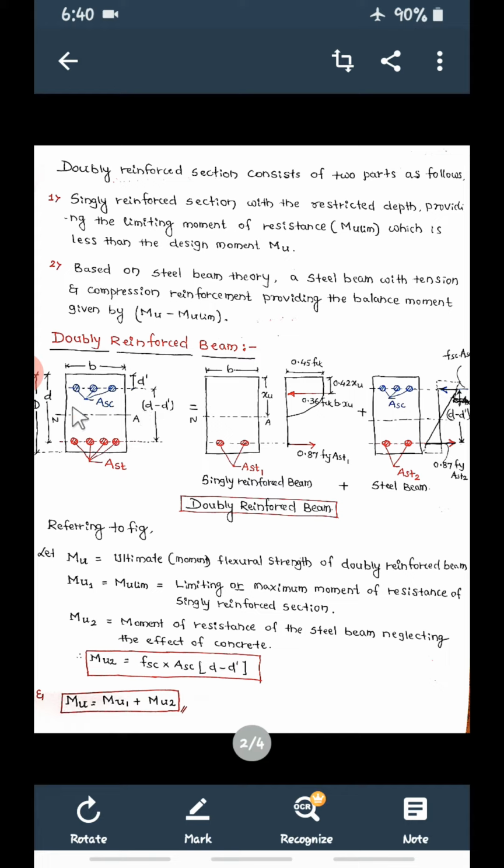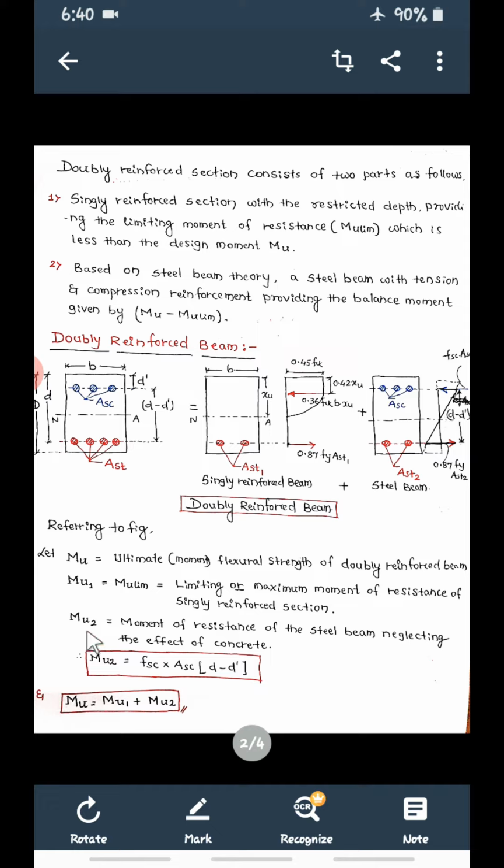So the total MU resisted by the doubly reinforced beam is equal to this: the singly reinforced beam is going to resist MU1 or MU limit, then this is going to resist MU2. If you add MU1 plus MU2, it is equal to the total MU of this doubly reinforced beam. Then how will we calculate MU2 now? MU1 or MU limit you will calculate from this figure, and MU2 will be calculated from this figure.